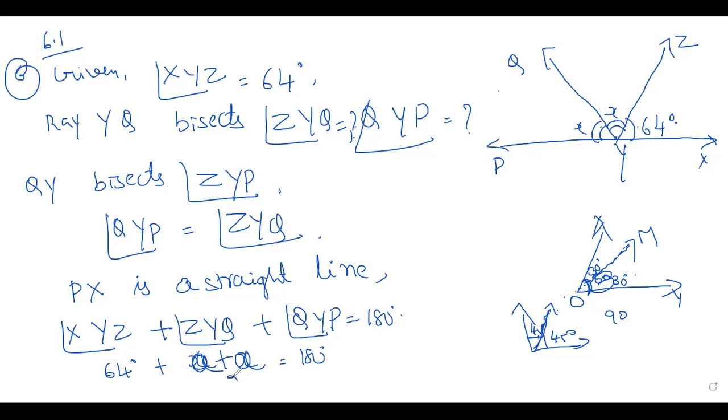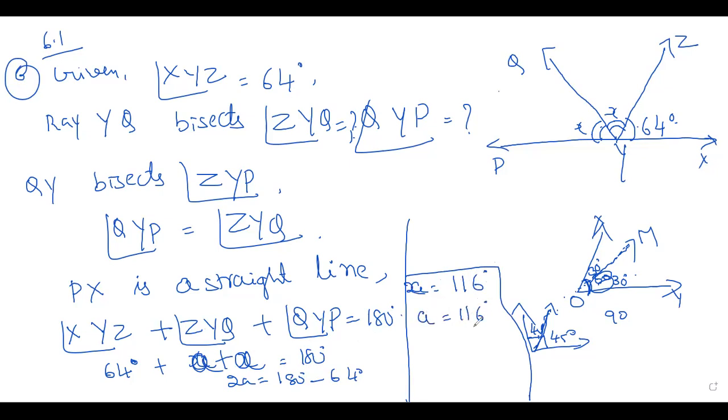A plus a is 2a, that is equal to 180 minus 64. We are transposing 64 to right hand side, so it becomes minus 64. a is equal to 180 minus 64, that is 116. 2a is equal to 116 and a is equal to 116 by 2.